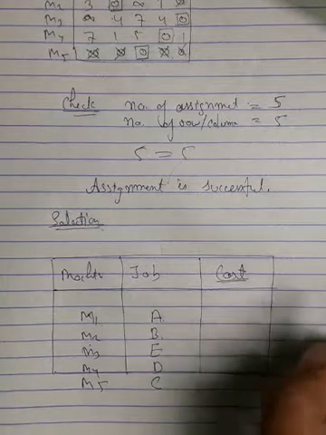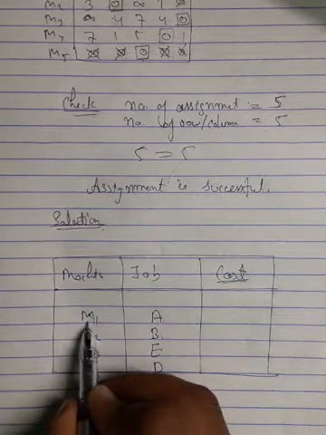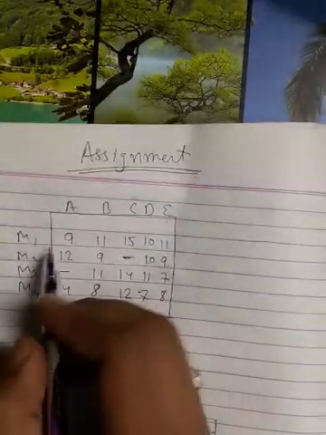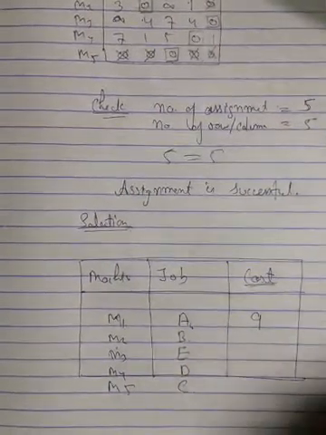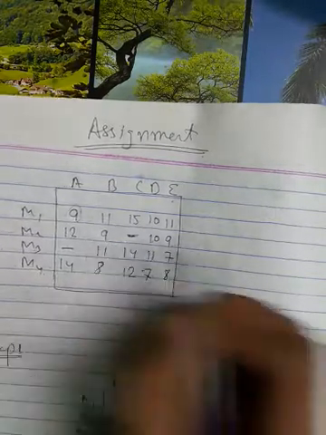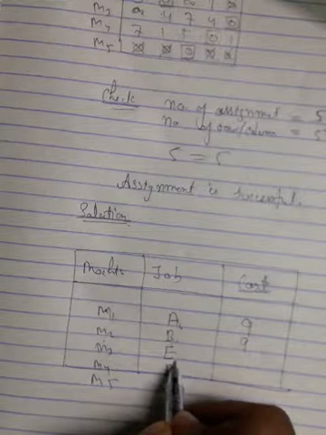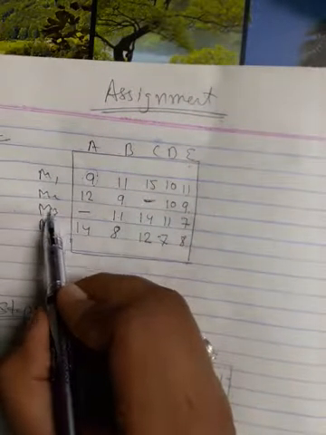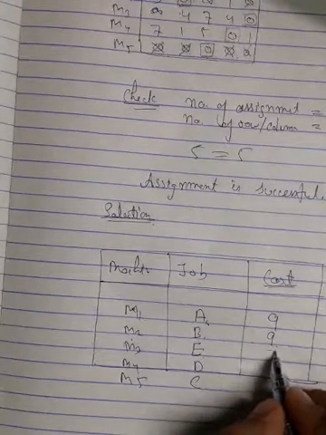Now here it is cost or time, whatever you can say. Now you have to write this value from the original matrix. For M1 and the first job, you have a cost of 9, so write 9 here. For machine 2, job B, you have a value of 9, so write 9 again. For machine 3 the assignment is job E, that is 7.